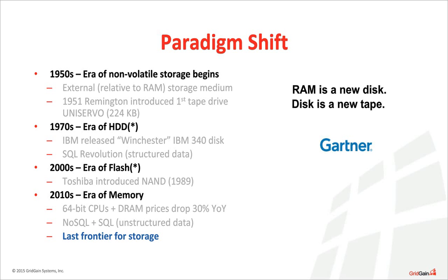By all accounts, by all experts and analysts, 2010 and forward is the era of in-memory computing. Several things are happening at the same time. 64-bit CPUs now allow you to address a sizable amount of RAM from one computer. The 30% year-over-year price drop for DRAM makes RAM affordable. And as we all know, the NoSQL revolution is happening, and as everybody says, the majority of the data we collect going forward will be unstructured.